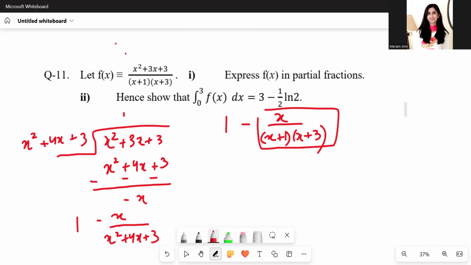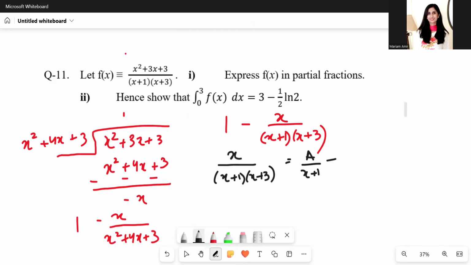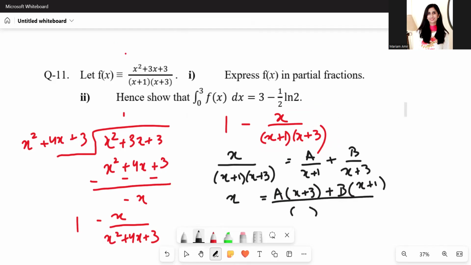Now we will do partial fractions of this. I'm going to only use this part, x upon (x plus 1)(x plus 3). Partial fractions would be A upon x plus 1 plus B upon x plus 3. Make the denominators the same and then cancel them on both sides. So A times (x plus 3) plus B times (x plus 1). The denominators on both sides are now the same, which get cancelled, so I'm not writing them.